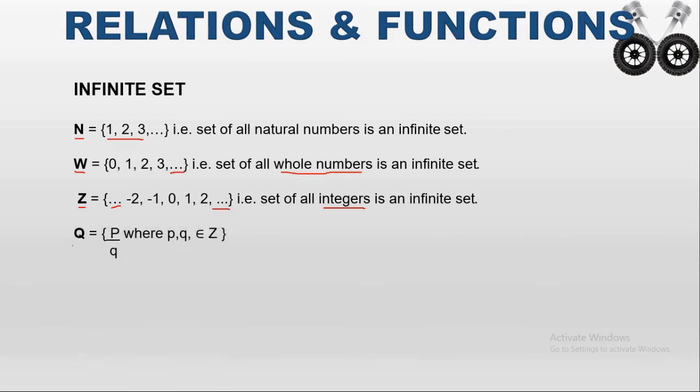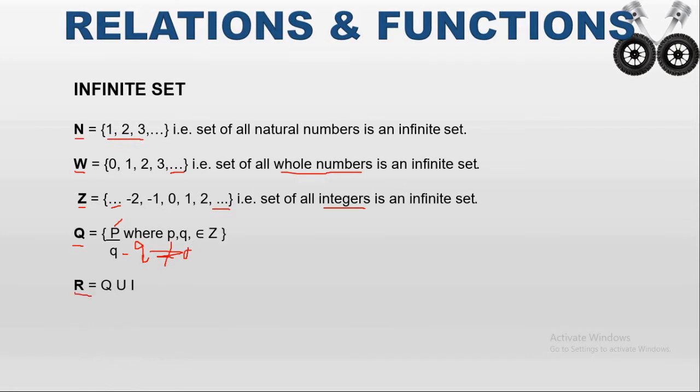Then Q. Q is the rational numbers. How can you represent a rational number? Rational numbers are written as p by q, where p is the numerator and q is the denominator. There should be one condition for a rational number: q is always not equal to 0. And p and q should belong to which set? They are integers. That means p and q may be positive numbers as well as negative numbers. So Q is the rational numbers.